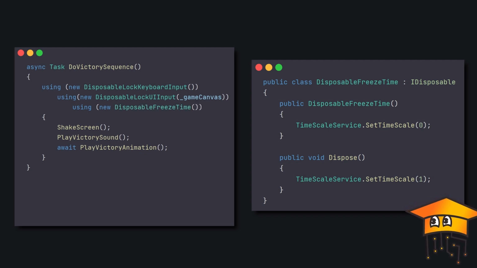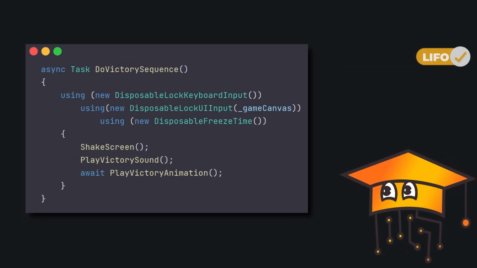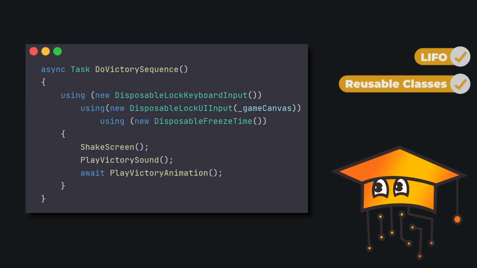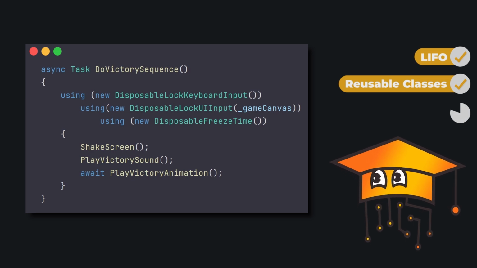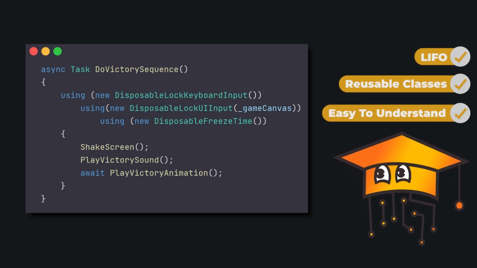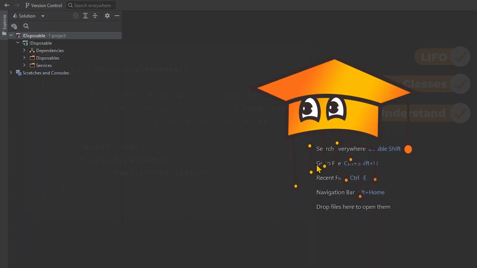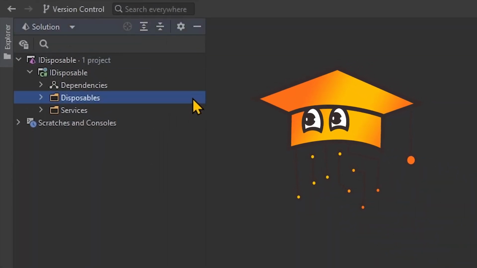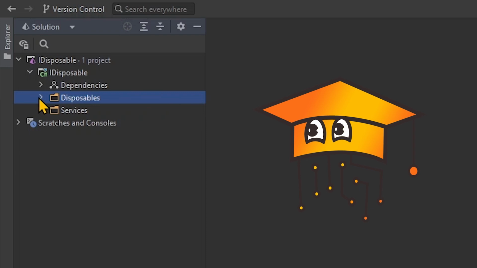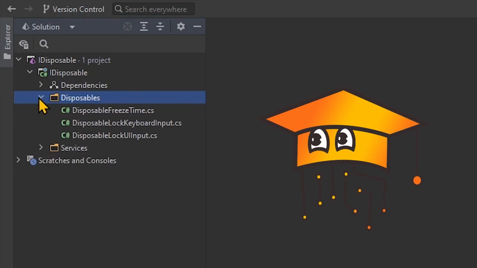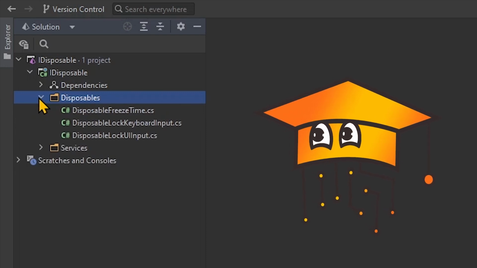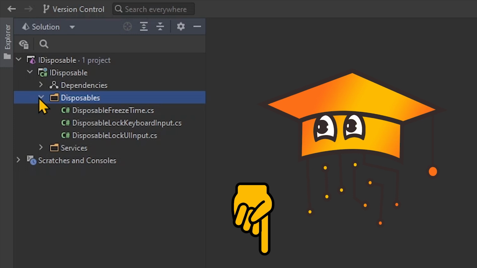What a pleasure! In one stroke, we enforced LIFO order, wrote reusable classes that shortened our code, and without reading, you can understand what the main part of the method is and what is secondary. So our final recommendation is to have a disposables folder in every project so everyone can easily search and use them when needed. And of course, the link to our folder is in the video description below.